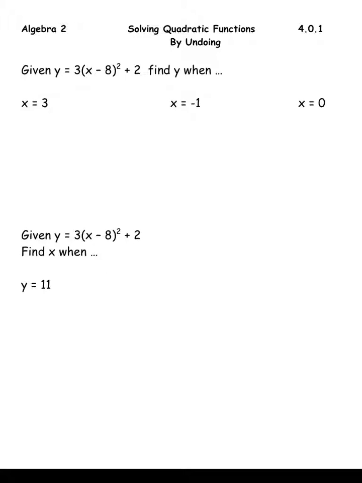So given this equation, y equals 3 times (x minus 8) squared plus 2, find y when x equals 3, when x equals negative 1, when x equals 0. All right, so we need to put in x values. That's really not solving at all. That's going to be evaluating.